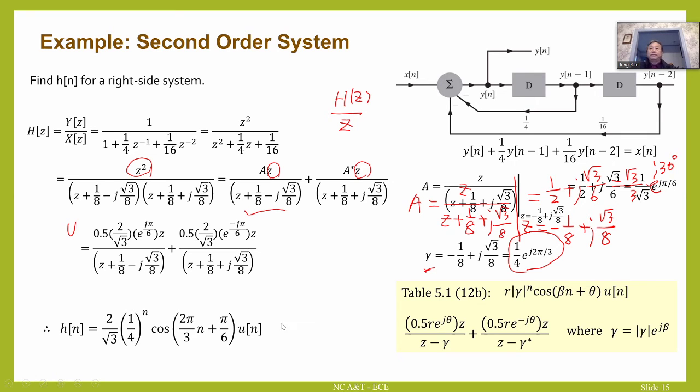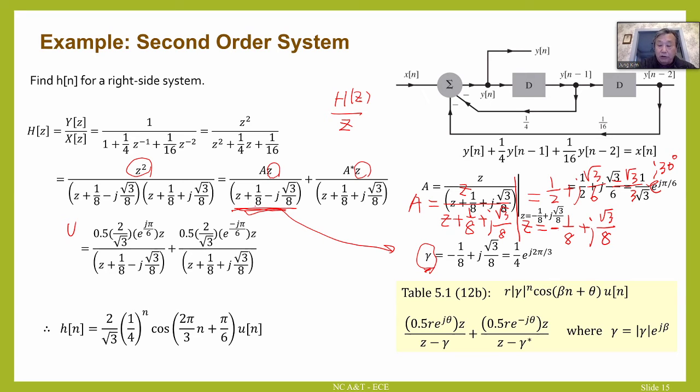How did you get 2 pi over 3 for beta? It's this one here. How did you calculate beta there? Beta is gamma, the gamma first one. Gamma is this one.